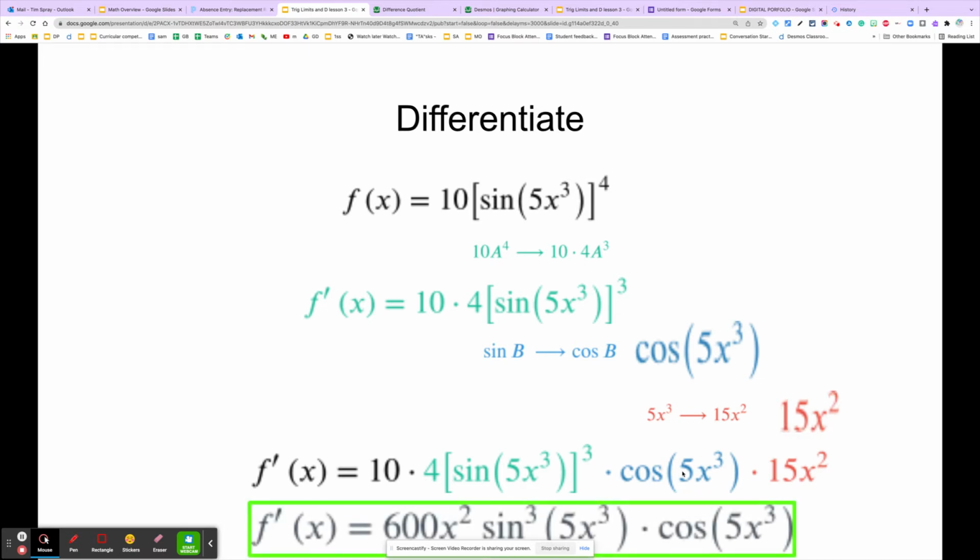And when we simplify it, we take that 15 times the 4 times the 10 for 600. The x squared would come to the front, and we could leave it like so. Notice we could use a sine double angle identity, but we'll look at that later. Just be thinking about that, but I chose not to do it here. We'll take a look at that in time.